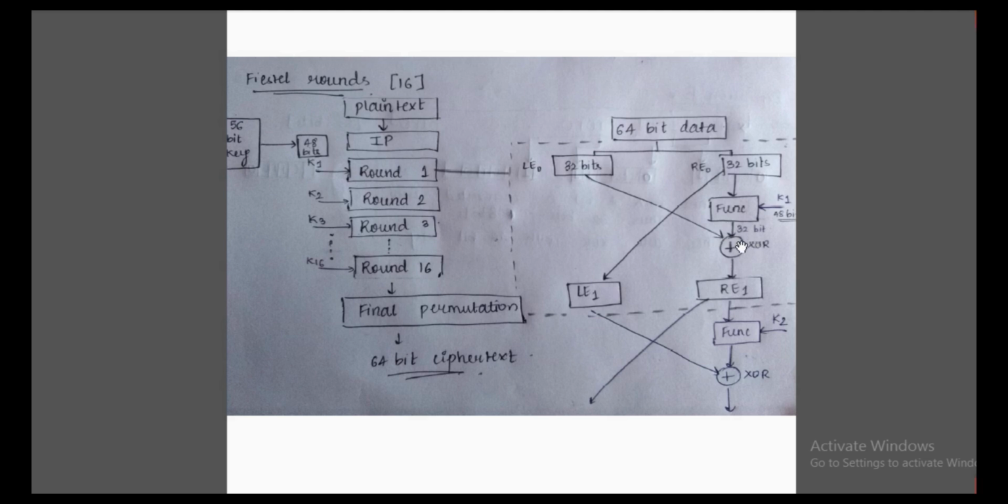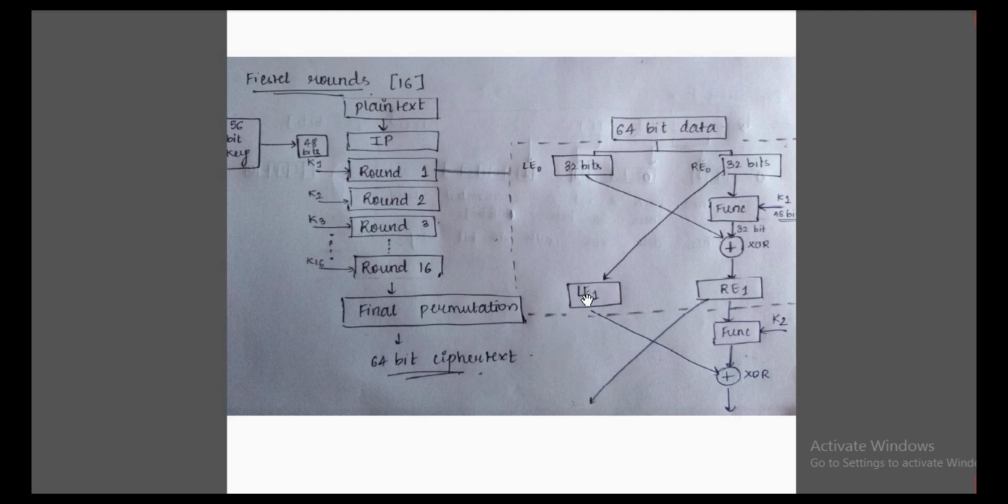And so once the 32 bits are produced, we take the input of this 32 bits, and this is XORed with the 32-bit output which we get from the function, and the result of this is then made as RE1. And in order to find LE1, we just take the 32 bits from the upper round and place it here. So this becomes the input for the second round.